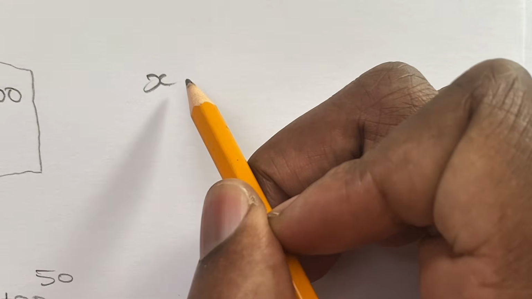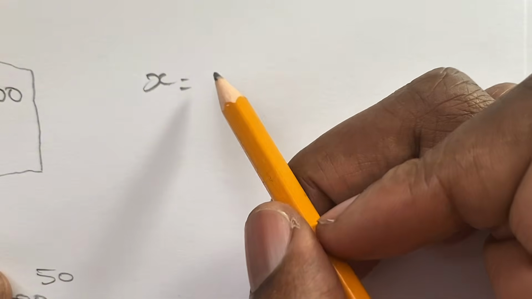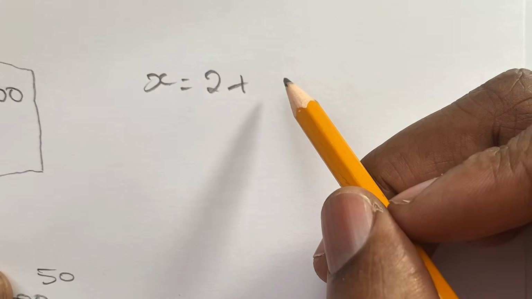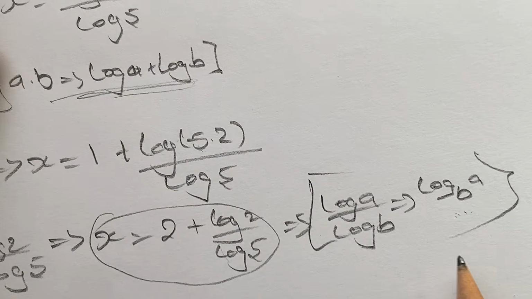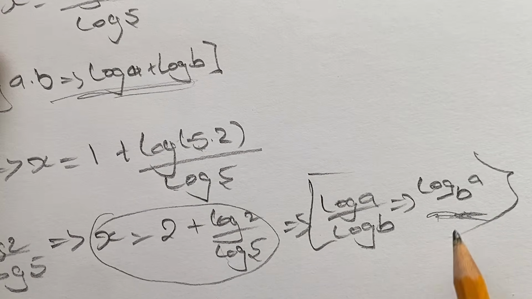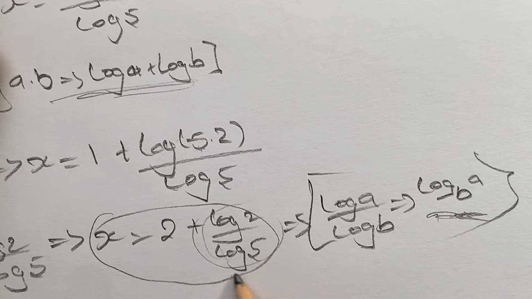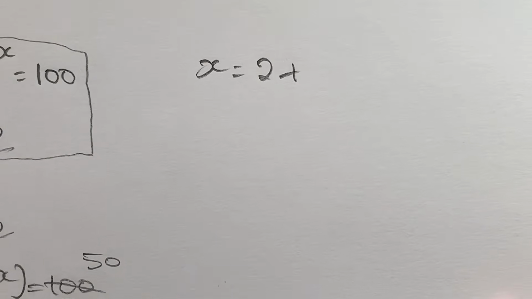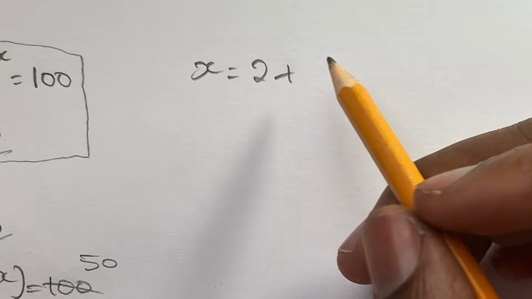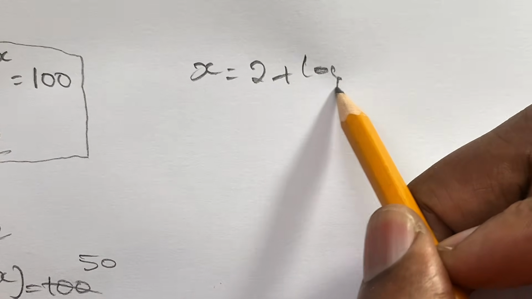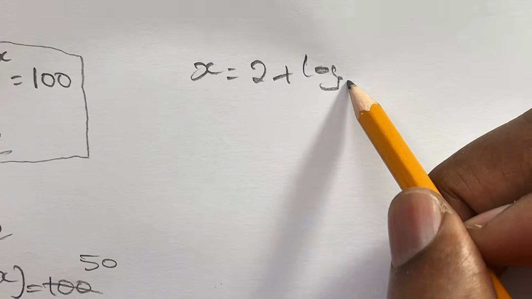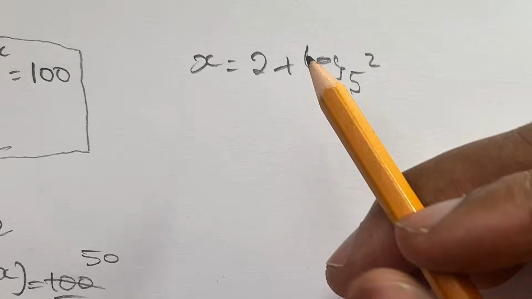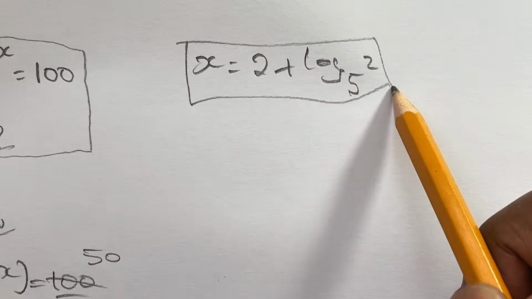So our solution for x will be that x is equal to 2 plus, and using what we have, we will be using this form of writing our answer. So we'll be writing log 2 over log 5 as log base 5 of 2. So that will be what we have for our solution for x. So we'll have x is 2 plus log base 5 of 2. And so this is our solution for x.